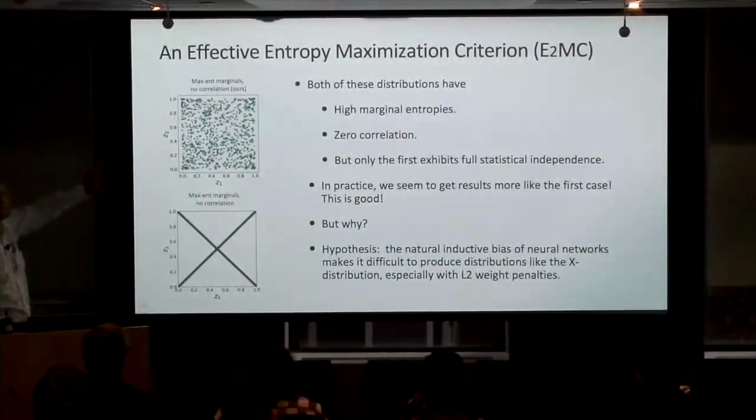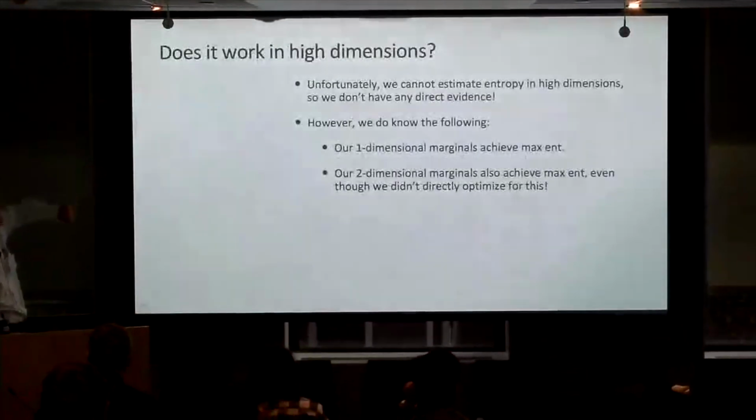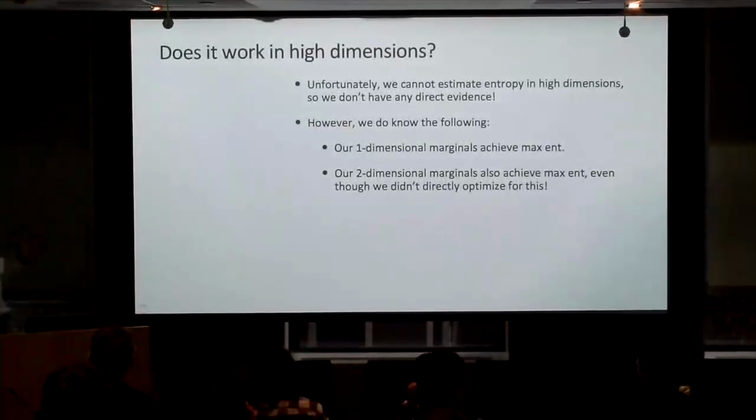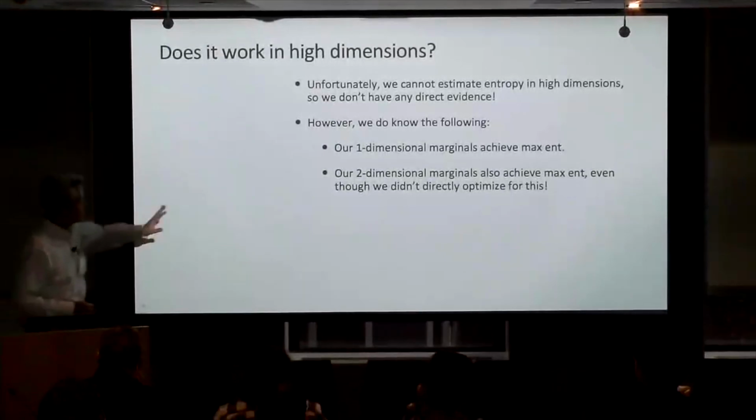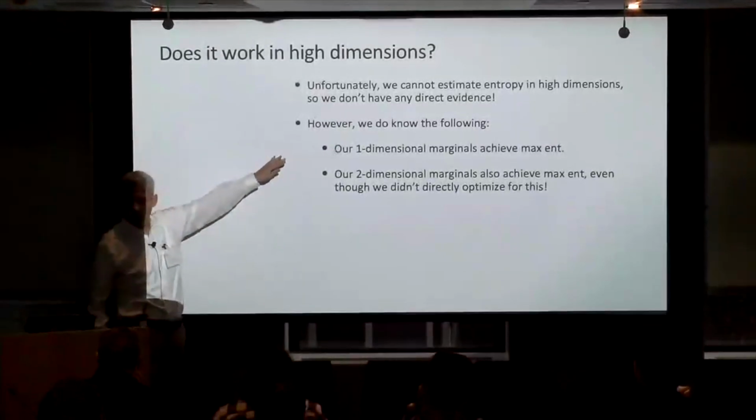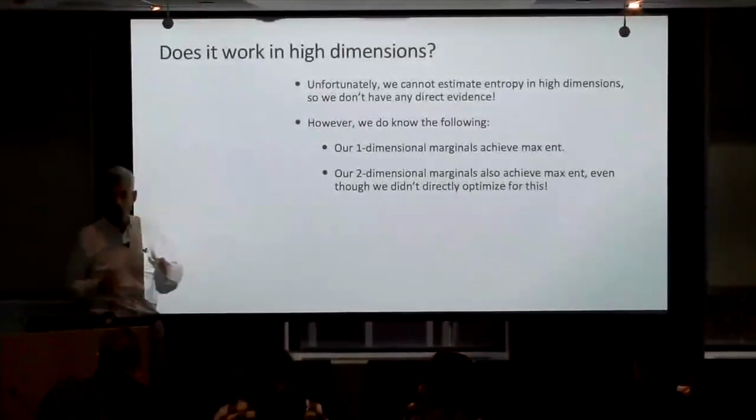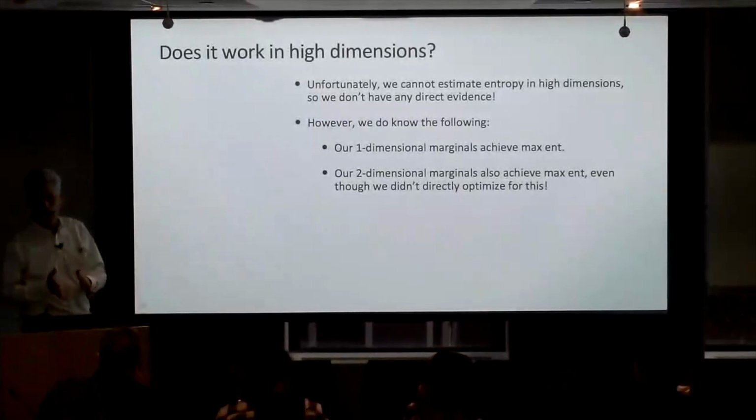So I just want to make one other point about this. Are we successful at getting high entropy distributions in these large embedding spaces? And the answer is we can't get the answer because, as I said, we can't estimate the entropy of those distributions. But what we can do is look at our one-dimensional marginals and see that they're very, very good.